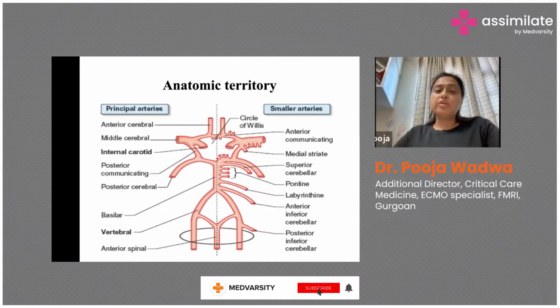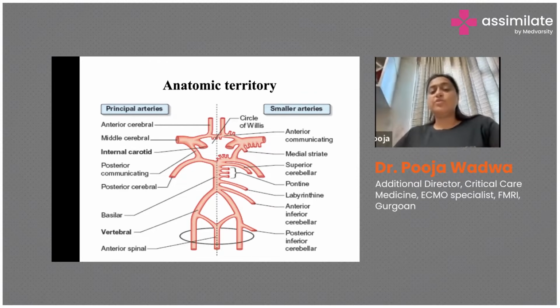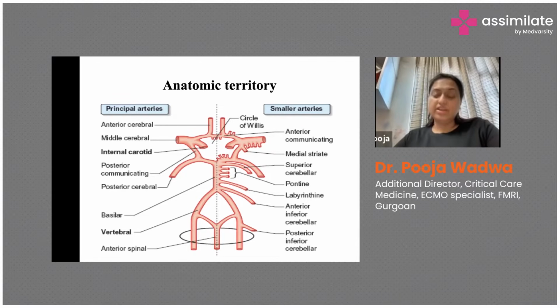So we already know about this anatomic territory, the principal arteries, which are the anterior, middle, and the posterior cerebral arteries, the internal carotid, basilar, vertebral, and anterior spinal arteries, which form the circle of Willis, and there are multiple smaller arteries as well. Next.